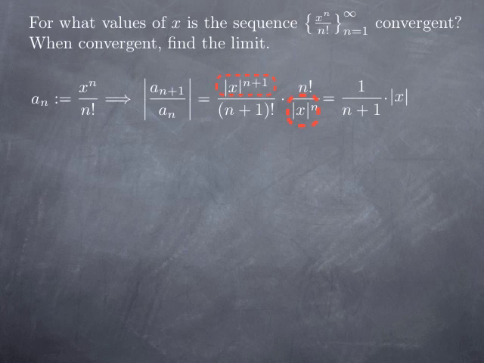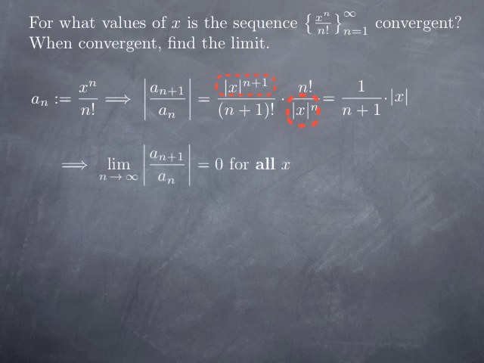And now, what is the asymptotic behavior? What happens when n goes to infinity? Well, 1 over n+1 goes to 0, and since x is a fixed number, the absolute value of x is just some fixed number, so the limit is 0 regardless of what x is.